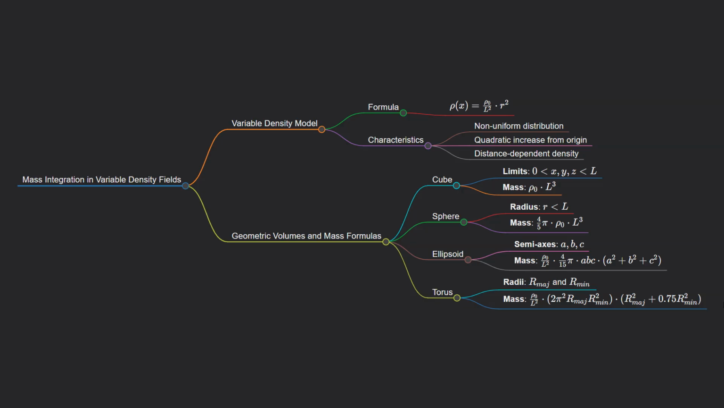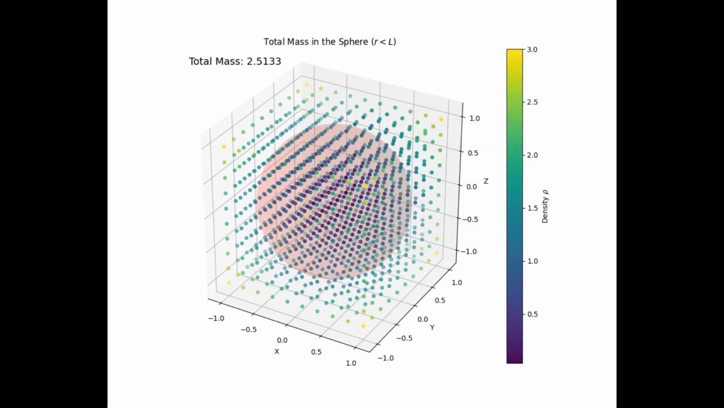These visualizations confirm that even if the underlying density of the universe is the same everywhere, the shape of the container determines how that mass is gathered and distributed.